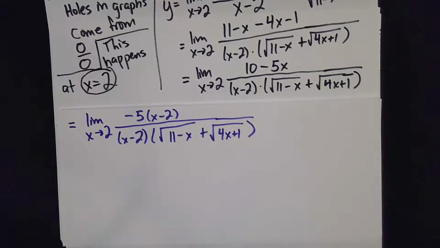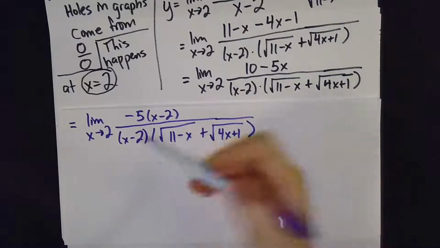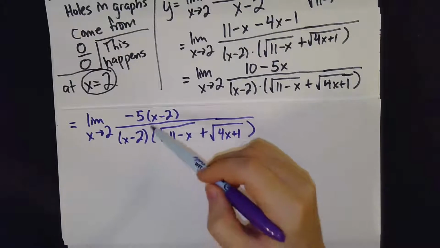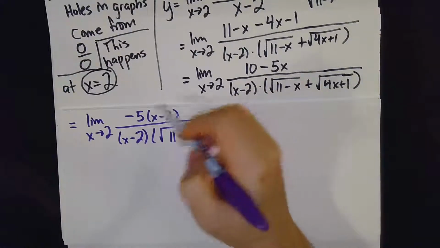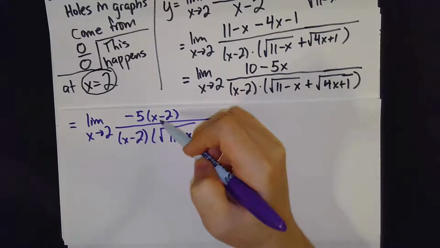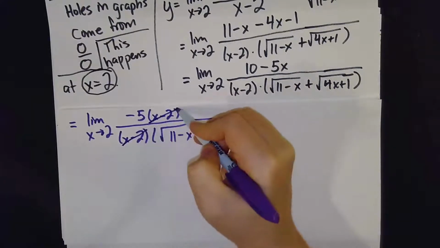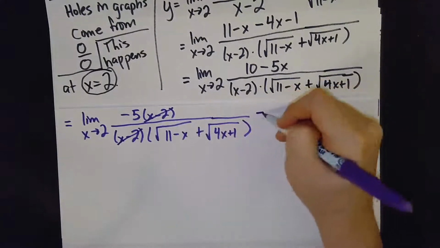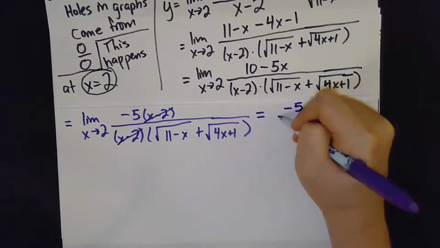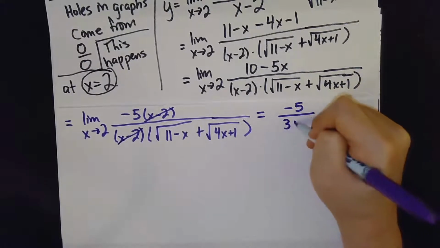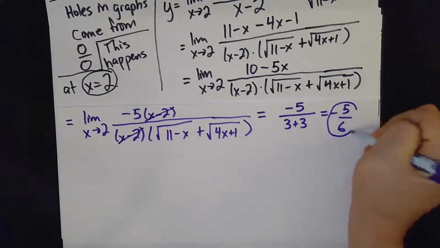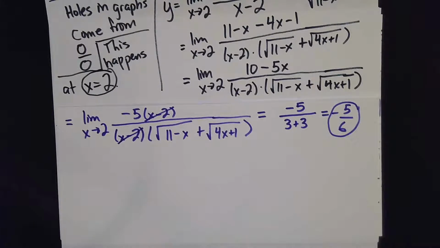And now notice we have an x minus 2 in both the numerator and the denominator. And so you probably remember this was the central theme of everything we did with limits, was finding this x minus 2 in the numerator to cancel with the x minus 2 in the denominator, so that now I'm no longer looking at something that's 0 over 0, and instead I'm looking at something that is going to be minus 5 divided by 3 plus 3, which is minus 5 over 6. And so that is the y-coordinate of the hole in this graph.